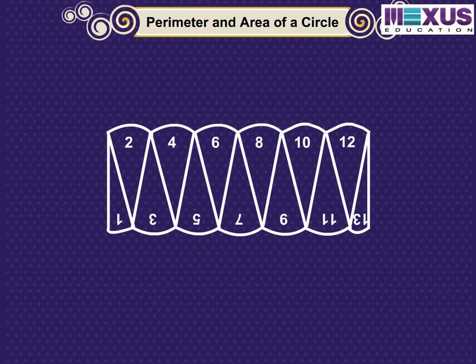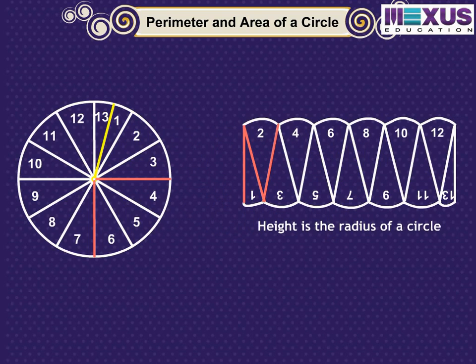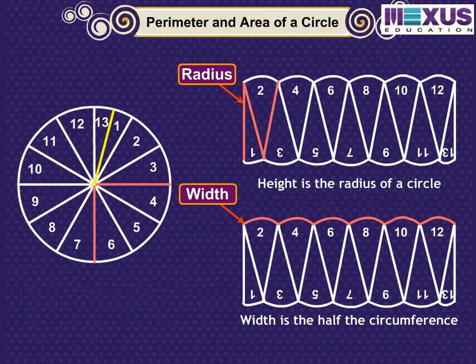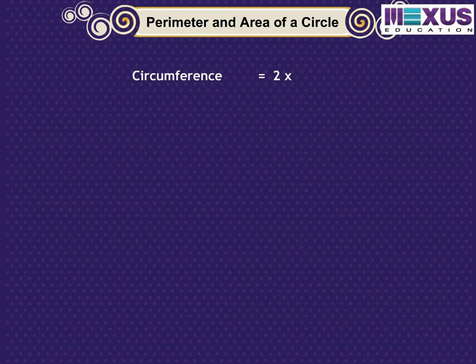Then the sectors are arranged in a rectangular form. Now from this we can find the height and width of this rectangle. Here height is the radius of the circle as shown in the figure. And width is half of the curved part along the circle's edge, which is called half the circumference. As understood before, the circumference is equal to 2 into pi into r. So the half circumference will be pi into r.